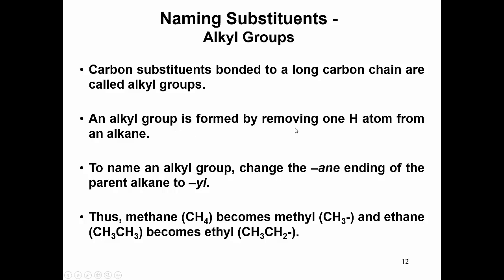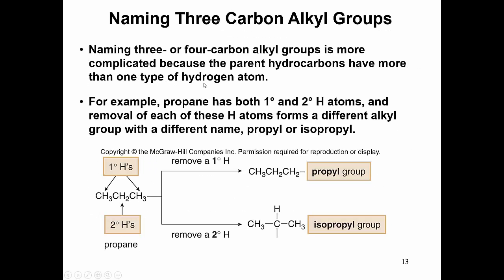An alkyl group we draw by removing 1 hydrogen atom from an alkane. Why? Because we need a bond left over to bind to the carbon chain. For an alkyl group, you use the suffix -yl instead of -ane. So if you have a methyl group, or a CH3, attached to a longer carbon chain, that's called a methyl group. If you have a 2-carbon alkane attached to a longer parent hydrocarbon chain, that's called an ethyl group.